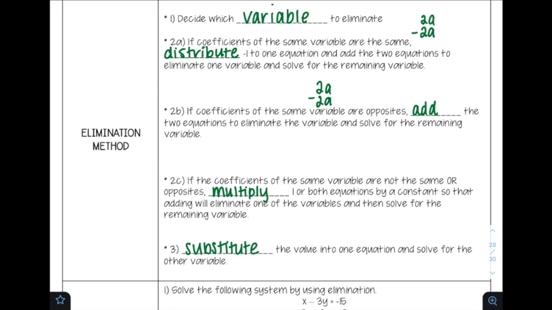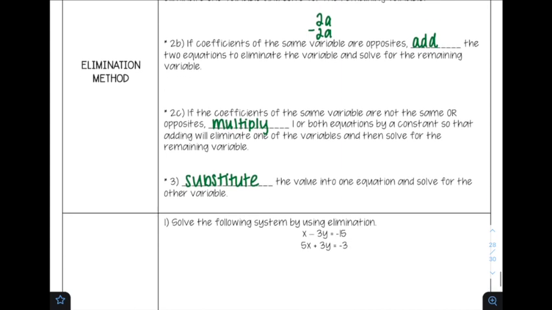Again, this method is called elimination because you are actually eliminating one of the variables, getting rid of it using mathematical manipulation in order to solve for one of your variables, and then using that variable to solve for the one that you eliminated originally. So let's see this in action.